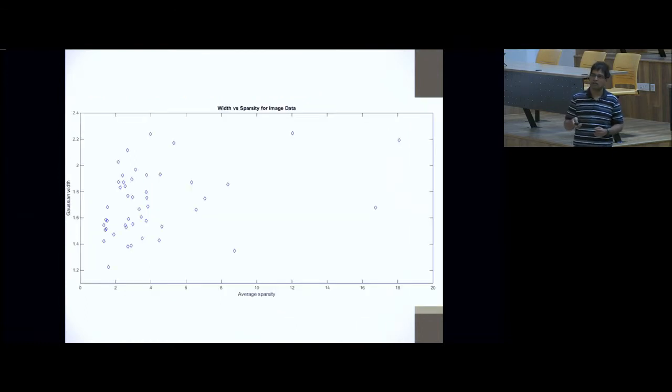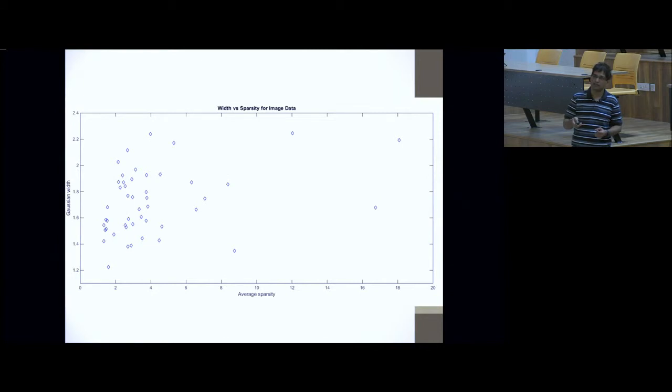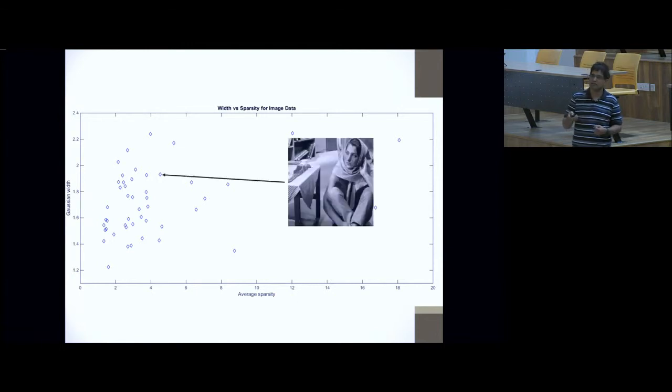Just to give you a sense, we played around, we didn't do a lot of experimentation, but one experiment that we did is that we plotted the sparsity versus the Gaussian width for image data. The sparsity is obtained by a dictionary learning algorithm, which learns a representation, and this is the average sparsity. Basically you take an image, chop it up into patches, and each of these patches is one of these yi's, and then you learn a dictionary corresponding to this image.